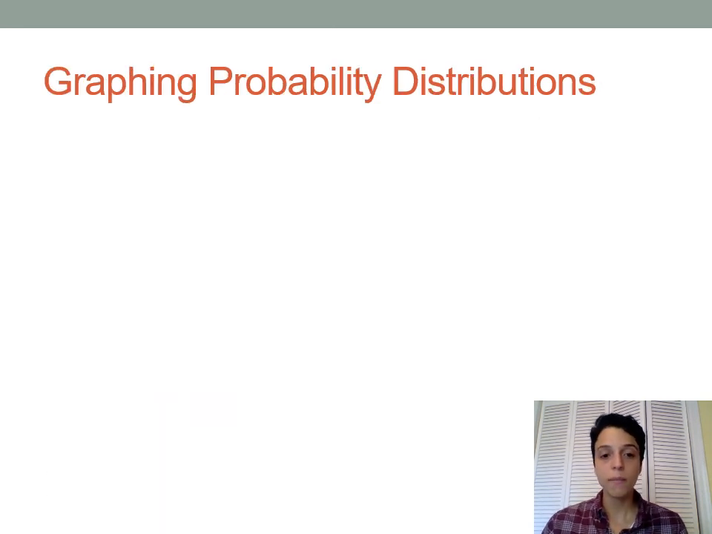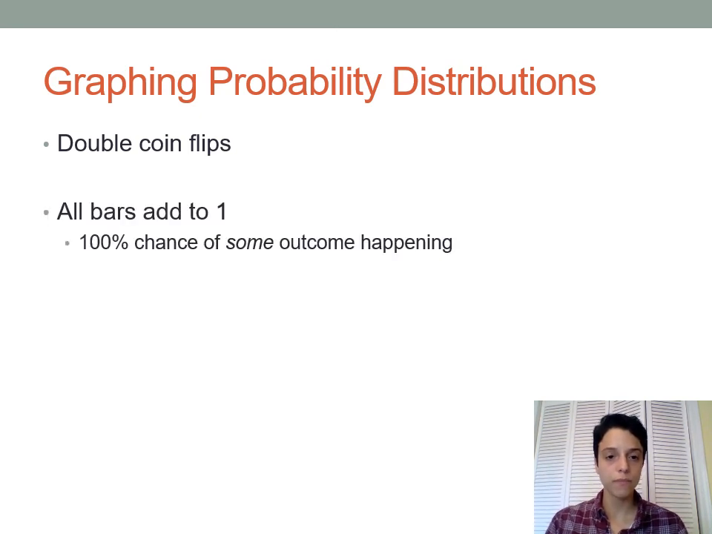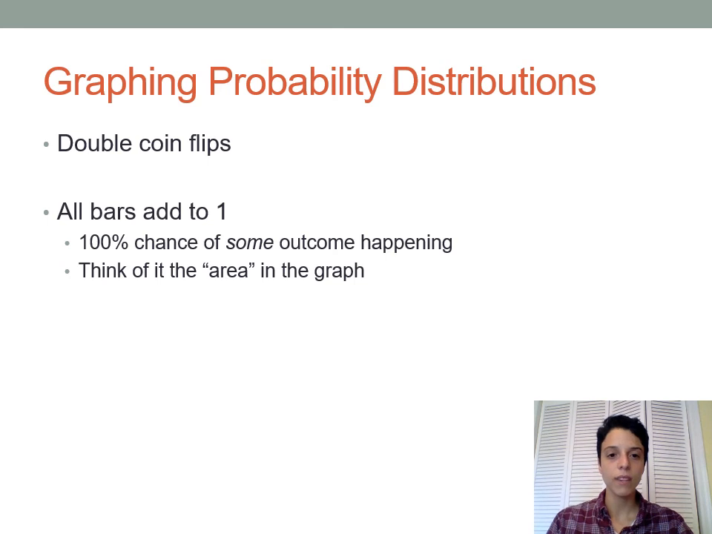The last item on the agenda for today is graphing probability distributions. Here I'm going to show an example for graphing the probability distribution for our double coin flips. I'm going to go over to the document camera to do that, but before I do, I'll just note that we're going to see all the bars add up to 1. You'll see what that means in a second. But I want you to think about it as the area under the graph as I'm doing it. So we're going to go over there now, we're going to graph it, and we're going to talk about what the area in the graph means.